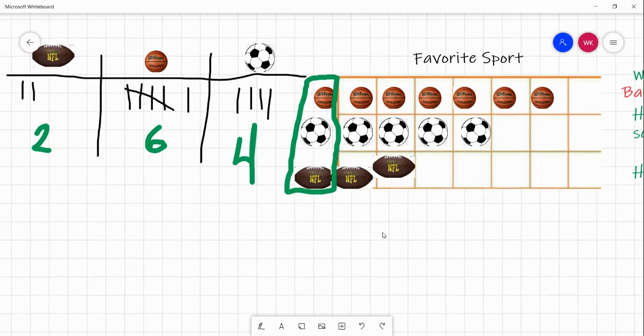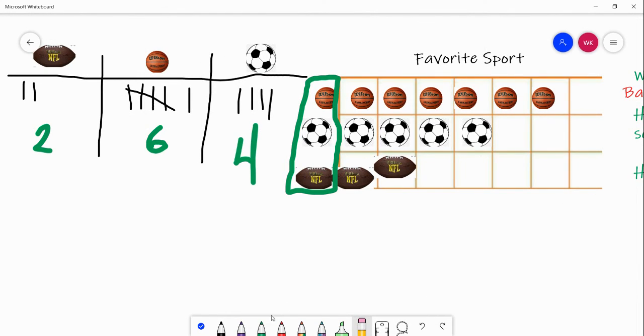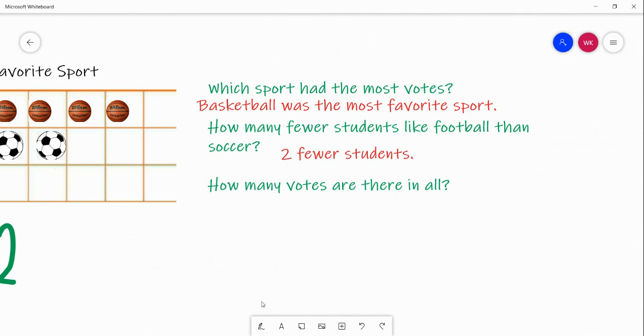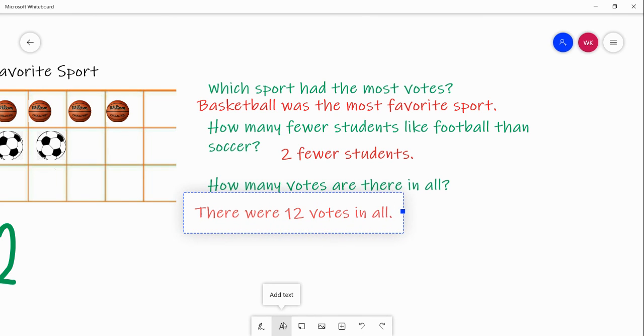Or you could also, since you already know what the tally marks are, because we wrote that down, you could have said 2 plus 4 plus 6, and you could have figured out that that was 12 too. So there's 3 ways that you could have figured out how many votes there were in all. So I'm going to go ahead and write that over here. There were 12 votes in all.